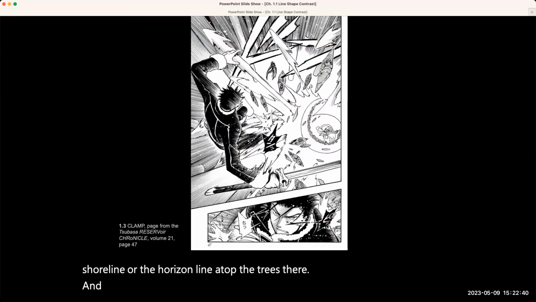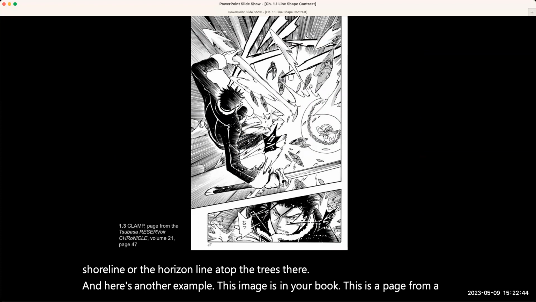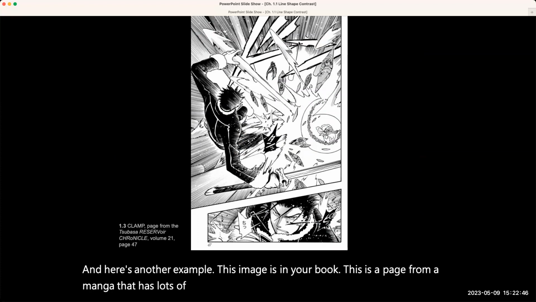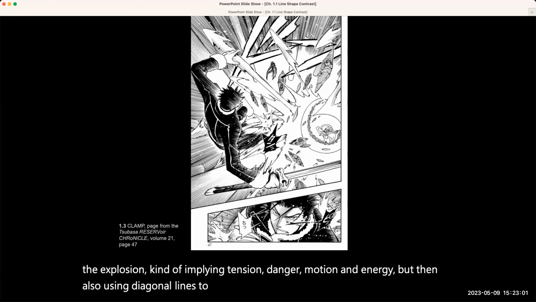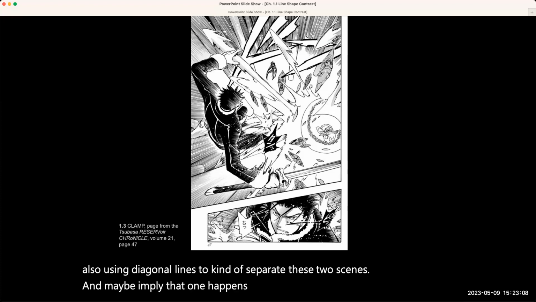Here's another example. This image is in your book. This is a page from a manga that has lots of diagonal lines within the designs, kind of used to show the explosion, kind of implying tension, danger, motion, and energy, but then also using diagonal lines to kind of separate these two scenes and maybe imply that one happens after the other, kind of moving from scene to scene.